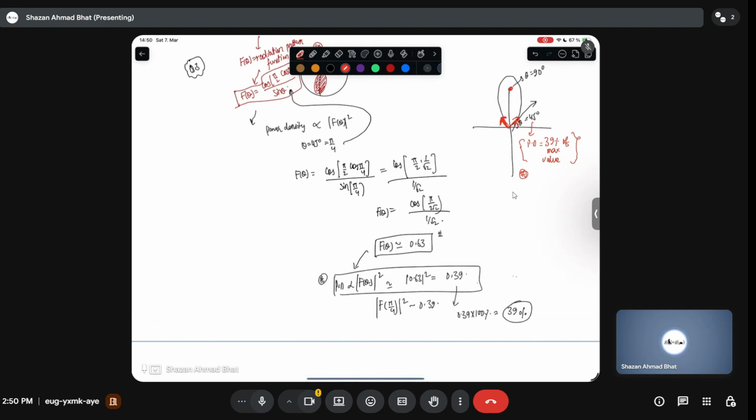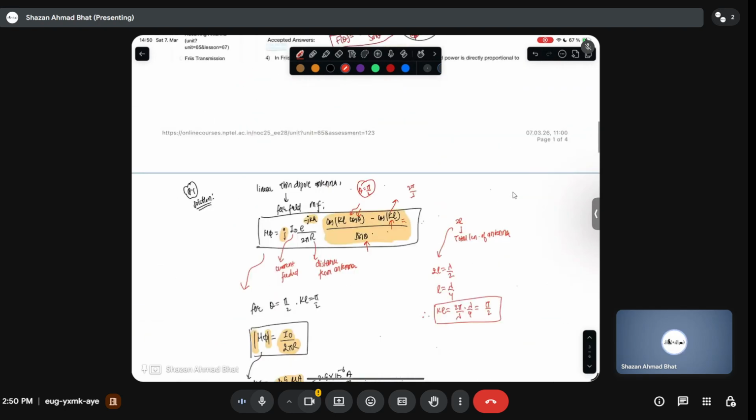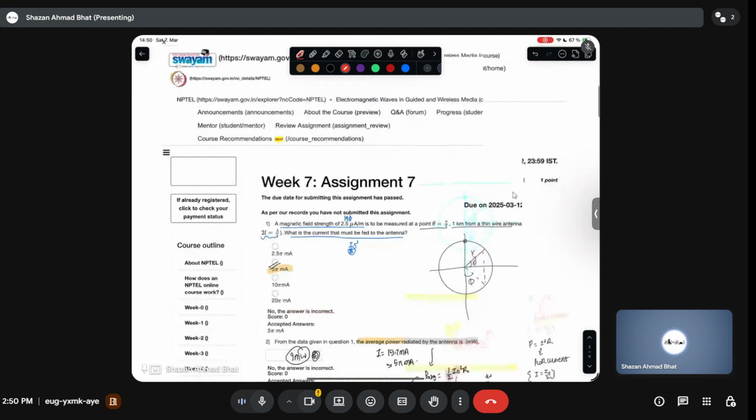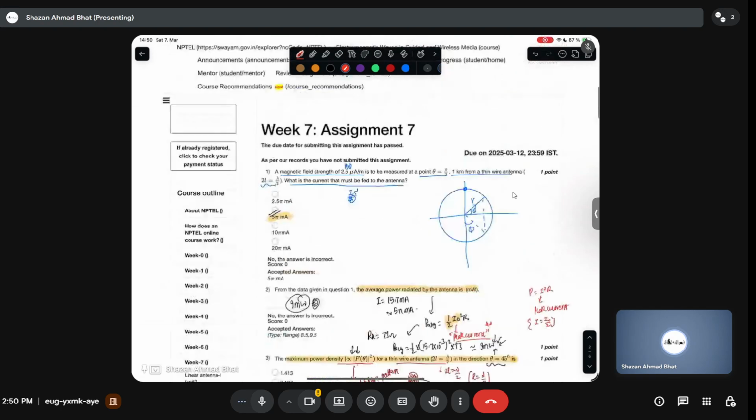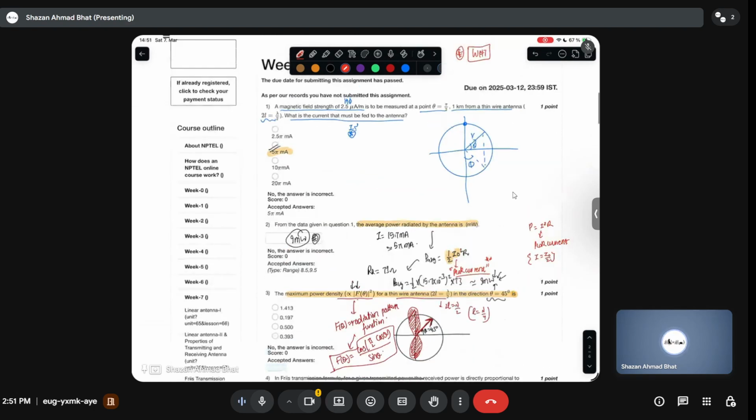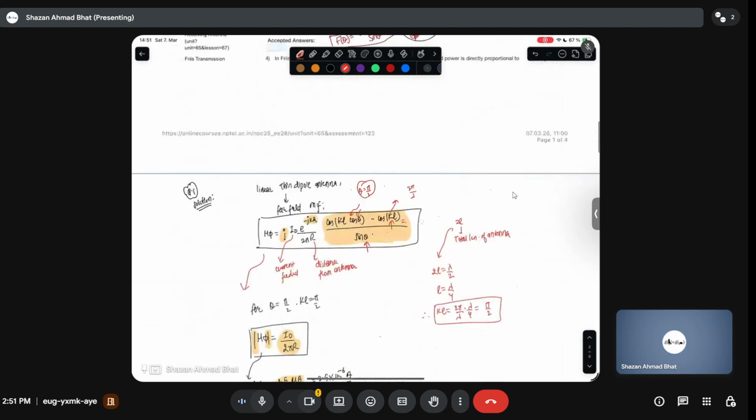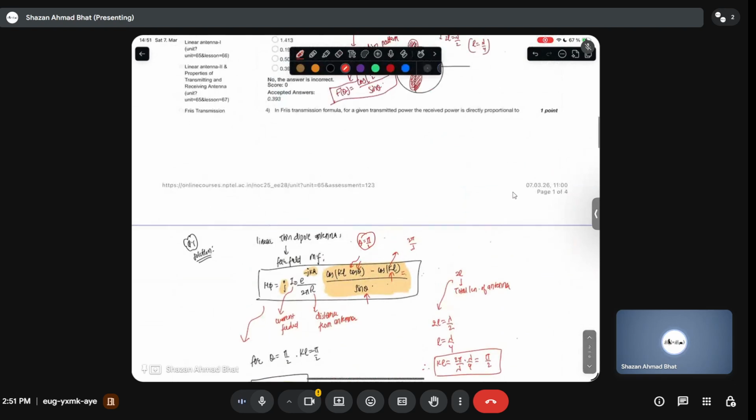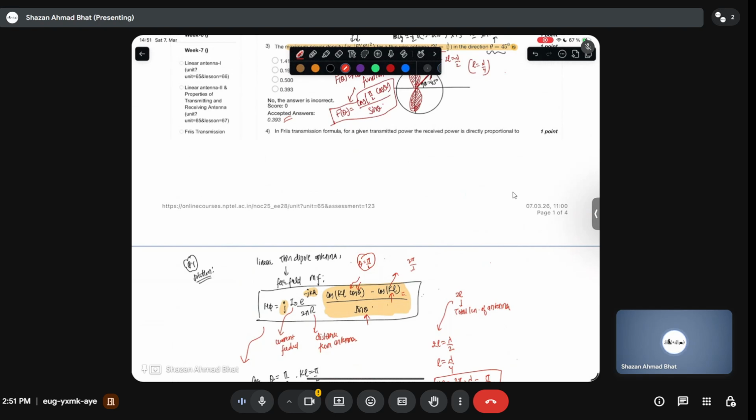These are easy, formula-based questions, and if you have gone through the week 7 sessions, then you can easily solve these problems. These are just a cakewalk. Now, what is the answer? Yes, it's 0.393.